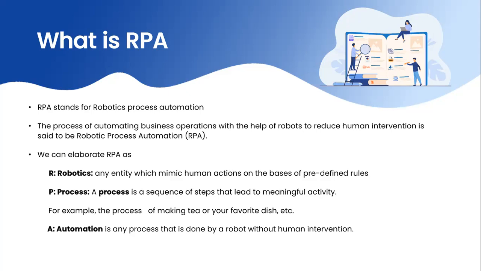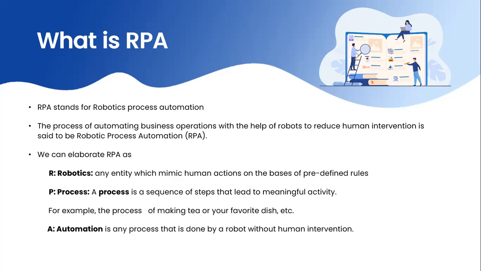Your calculator is a robot. Your computer is a robot. Anything which mimics human actions on the basis of predefined rules. That means there should be rules embedded in it, and it does things according to the input and output. Every robot has an input and output. So any entity which mimics human actions based on predefined rules, that's a robot.